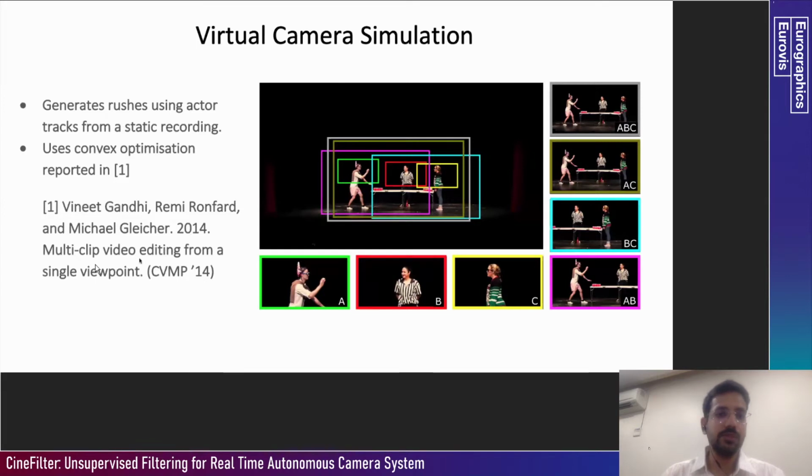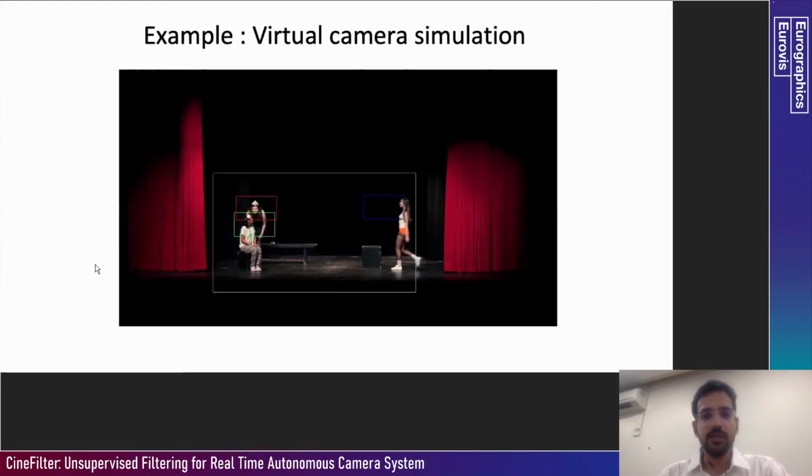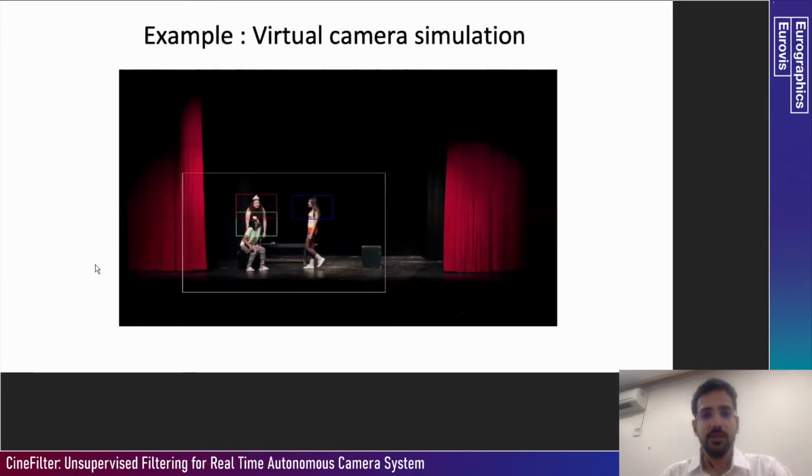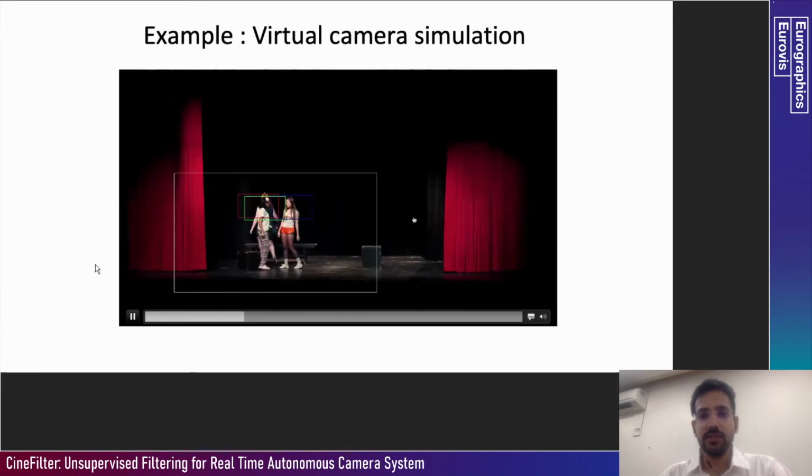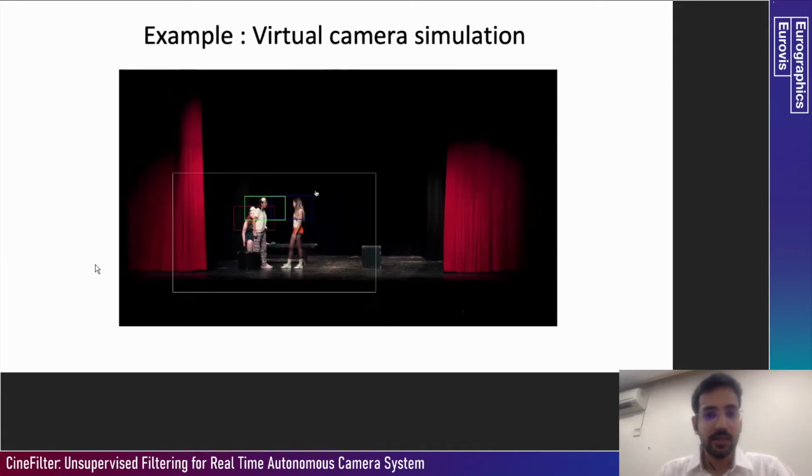We use previous work by Gandhi et al. to simulate cameras. Here is an example: from a given frame, you can simulate a large number of cameras by moving a cropping window inside it. This is an example of simulated cameras. Different windows show different cameras. I hope the sound is there, otherwise it will not make a lot of sense.